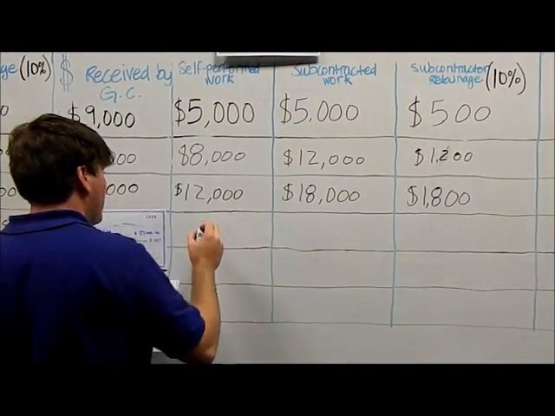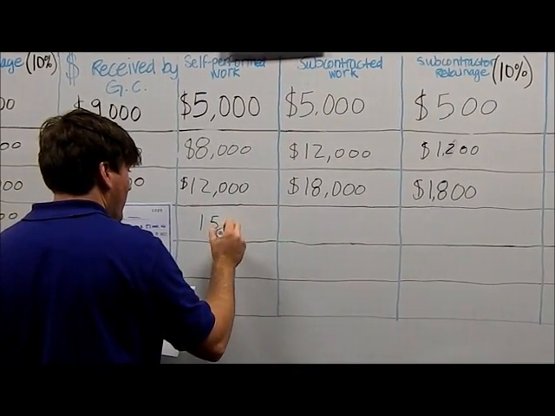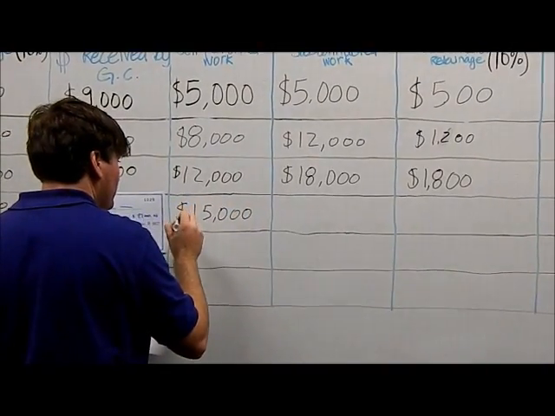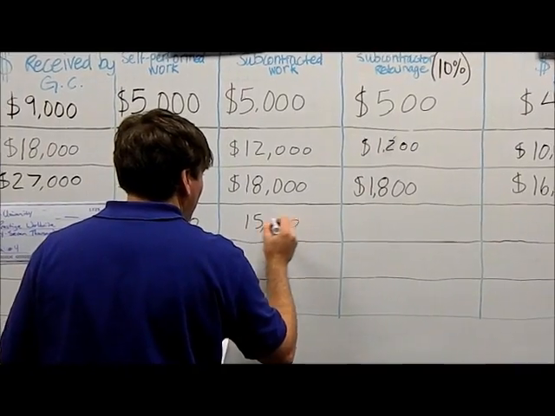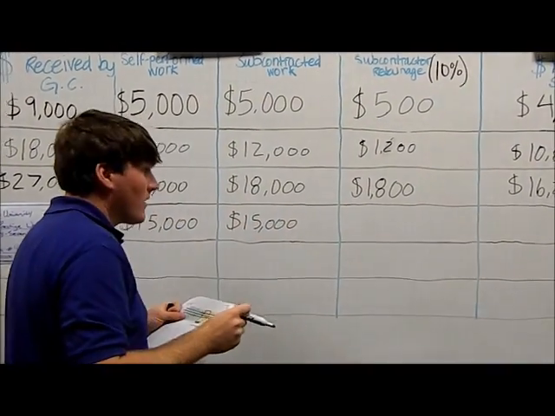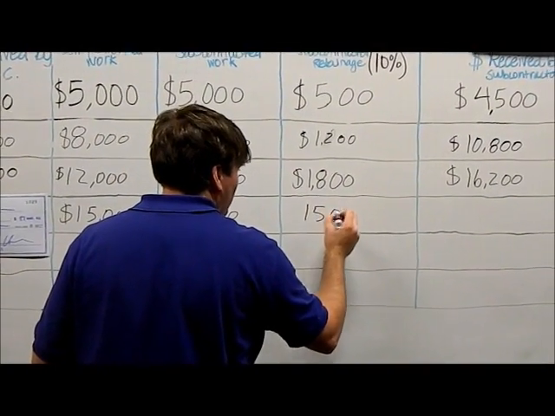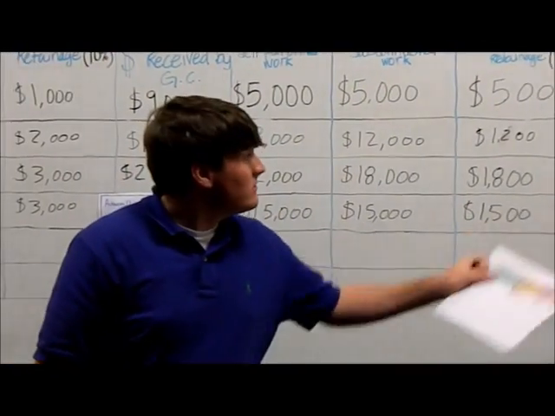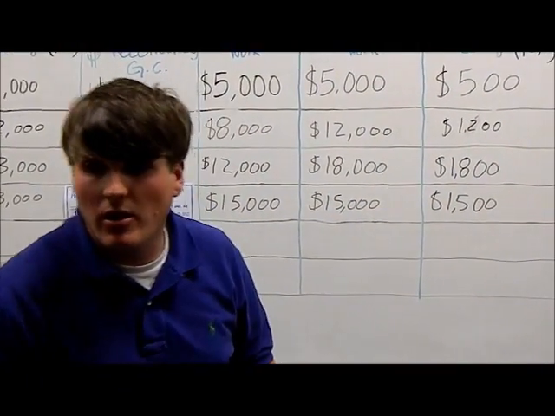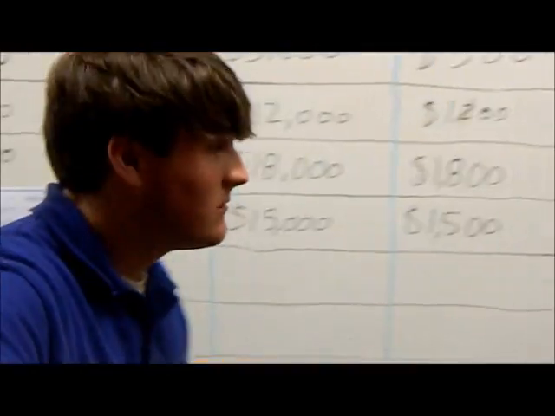Our self-performed work this month, we did $15,000 self-performed. We subcontracted out $15,000 also. And our retainage, 10% retainage, is $1,500. So, this total receipt to our subcontractor from the general contractor was $13,500.